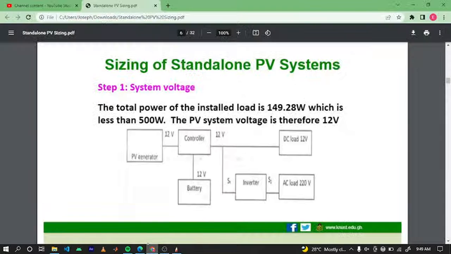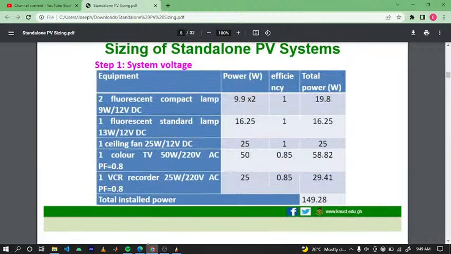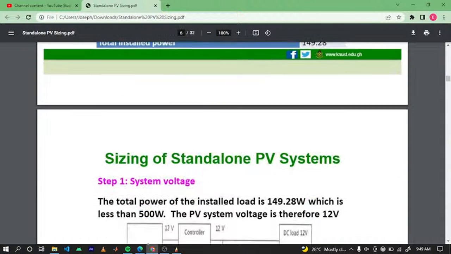The total power is 149, which is less than 500 watts. Therefore, the system voltage is 12 volts. Now, in every step that came, we didn't have this, and even this step will not come.